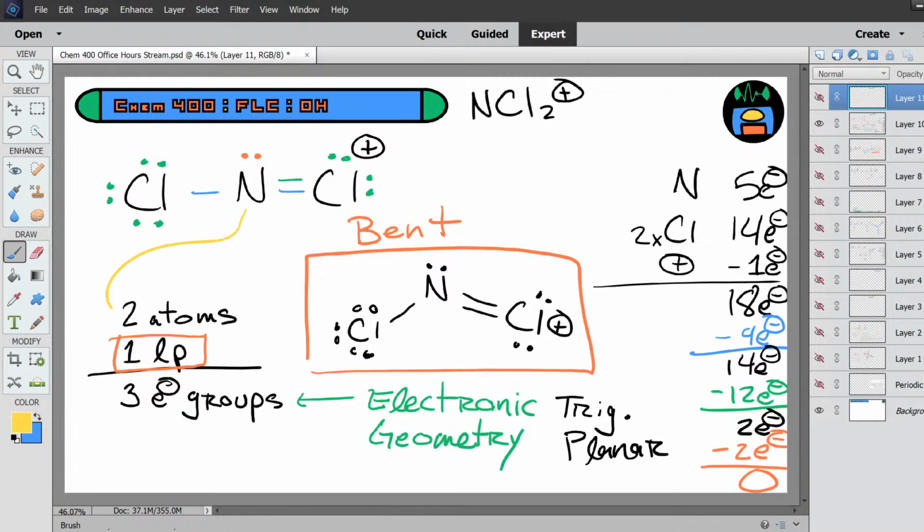the hybridization here, we have 3 electron groups, the hybridization is going to be sp2. So to determine hybridization, you always look at the number of electron groups, and for each electron group, it takes one orbital. So since we have 3 electron groups around our central atom, we're going to use 3 orbitals in the hybridization, which is why it's sp2. We use 1 s and 2 p orbitals.